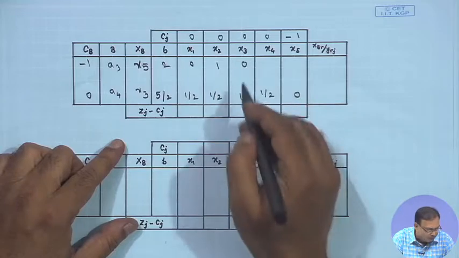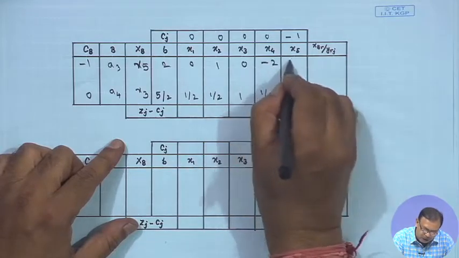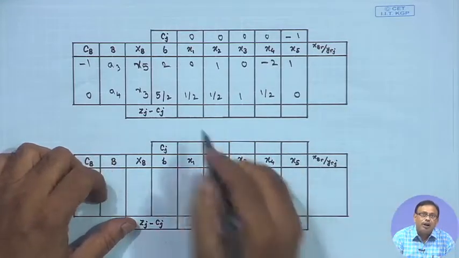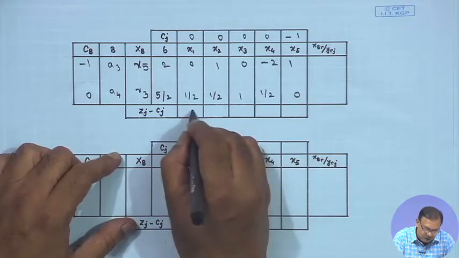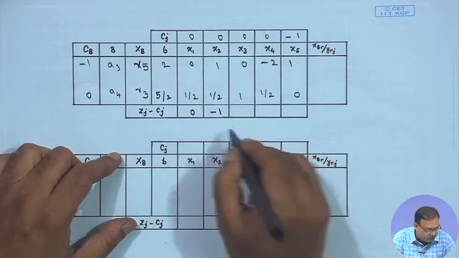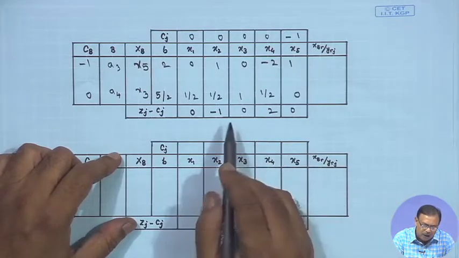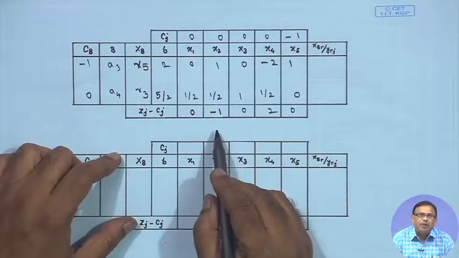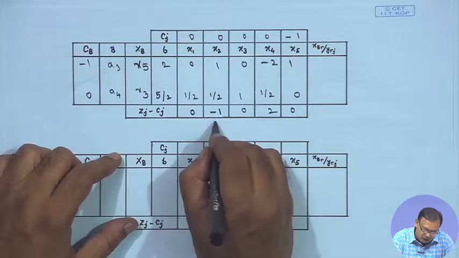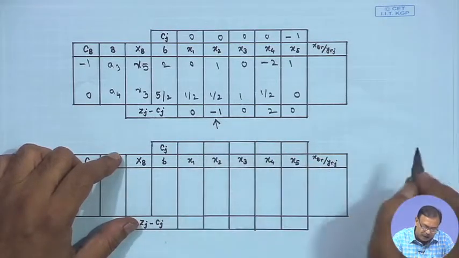1 0, 1 0 minus 2 and 1, and your Zj minus Cj becomes, if I calculate, it will be 0 minus 1 0 2 0. So, if you see here, still your Zj minus Cj is not greater than equals 0, we have a negative. So, x 2 will be entering.